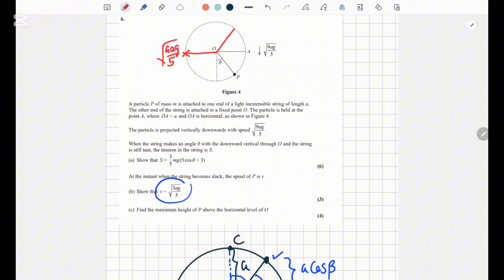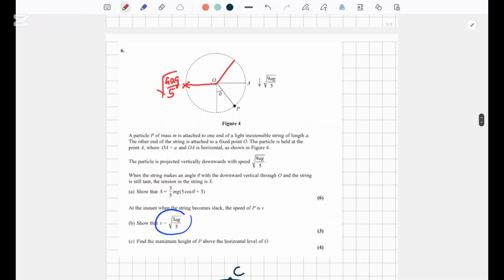When it becomes slack, we have to assume, but they haven't mentioned it in the question. This question is not 100% clear; they haven't made it in a way that the student understands. So what I think is the string snaps after it becomes slack, because they say maximum height, right? If it continues its circular motion, it would just have a maximum height of a, because that's the radius. So we have to assume it snaps when the string is slack, and then after that it travels with projectile motion.